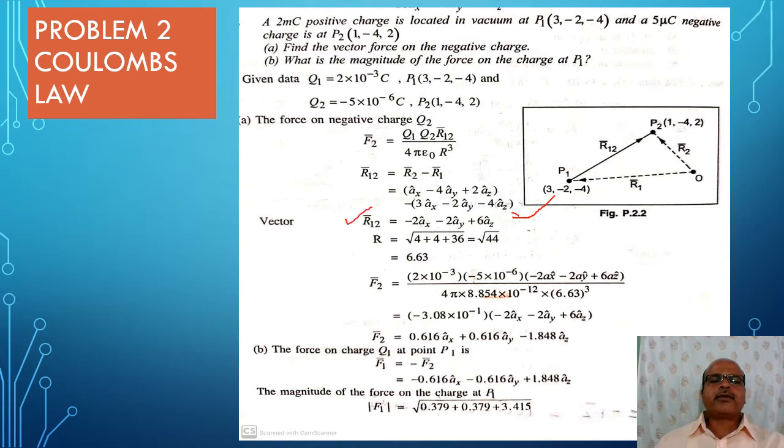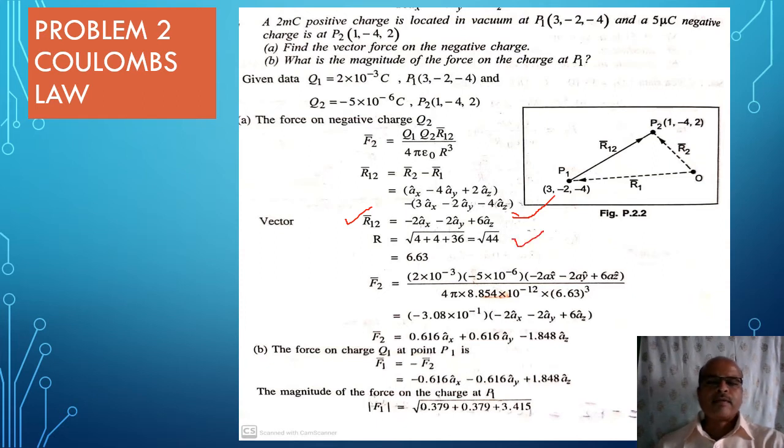Then if you want to calculate the value of r bar, it is the under root of the coefficients squared: 2 square is 4, 2 square is 4, 6 square is 36. So we will get the value under root of 44. After getting these values, if you fill all these values in this equation, we will get f2 bar.